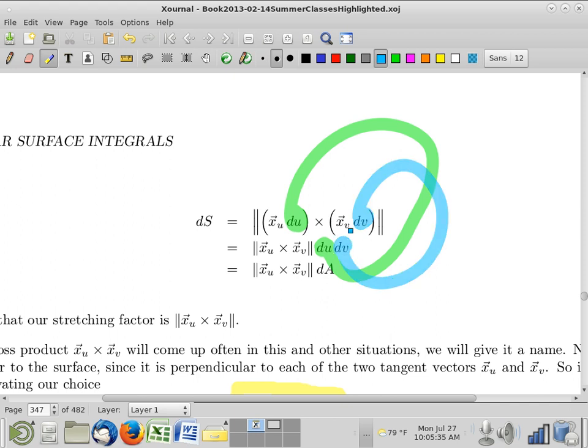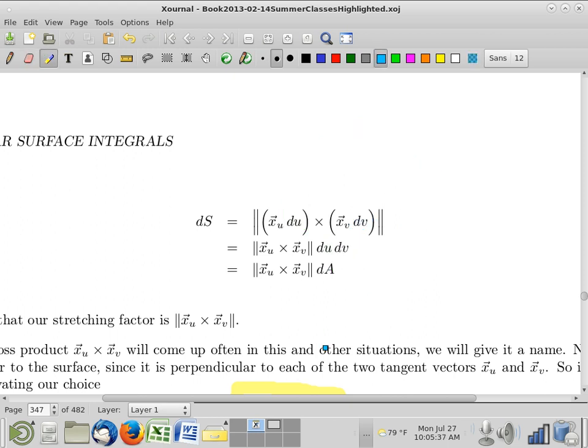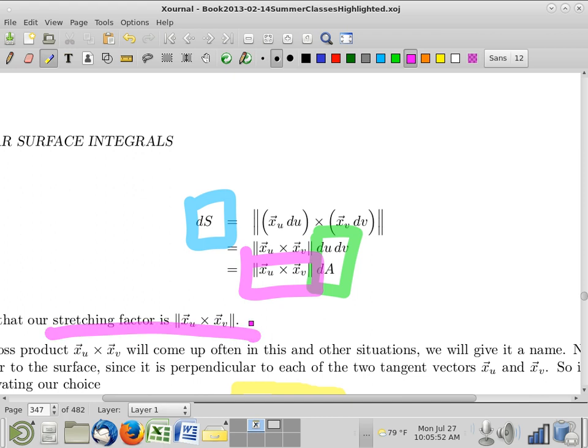All right. Then you're left with just xu cross xv. And notice that du dv is dA, and so we have a relationship between ds and dA, and that relationship, here you go, there's your stretching factor. Your stretching factor is the magnitude of xu cross xv. Okay. It's a formula to remember. We've done this computation, and then henceforth we can use this anytime we need it.